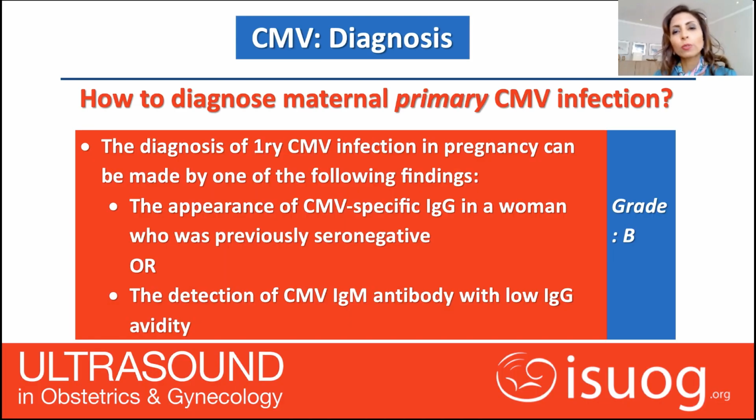So how do we diagnose maternal primary CMV infection? Well, the diagnosis of primary CMV infection is made by one of two findings, either seroconversion, so the maternal blood with CMV IgG negative becomes IgG positive, or the detection of CMV IgM antibodies with low IgG avidity.